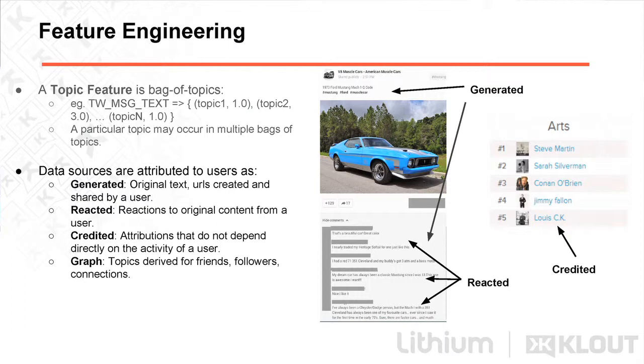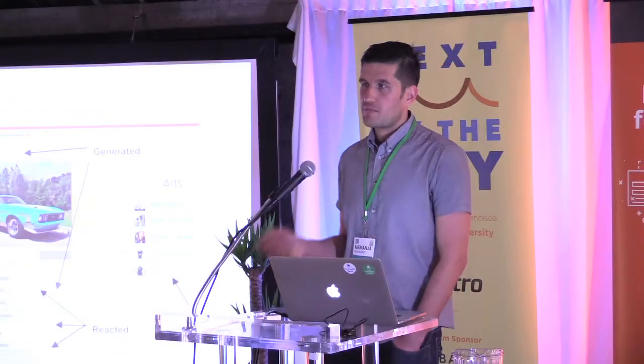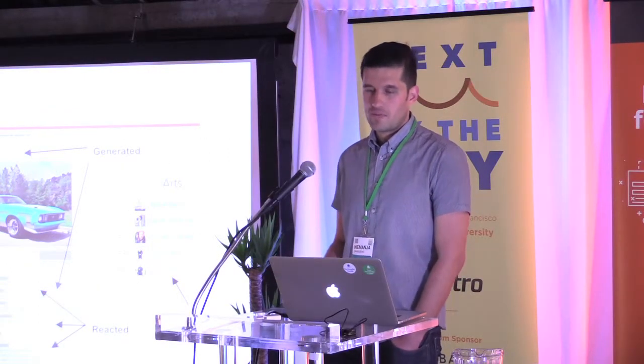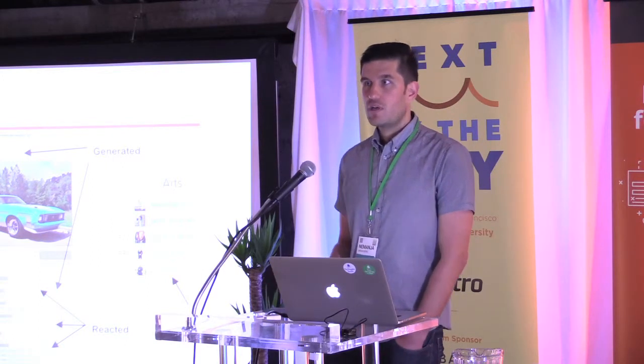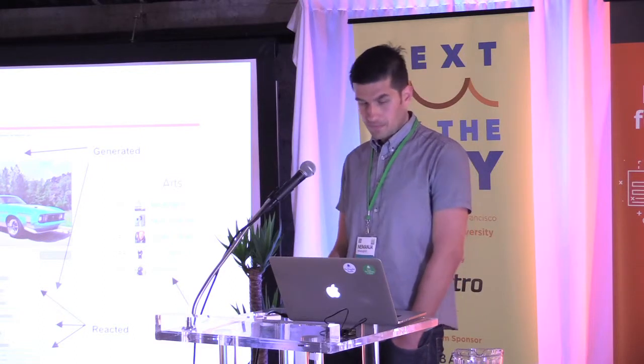Okay, so a little bit about the feature engineering. For every user, we store the username and a feature name, and for a given source and user, we have a bag of topics, a vector of weighted topics. The particularly important thing was making sure we can use as much context from each piece of the data.